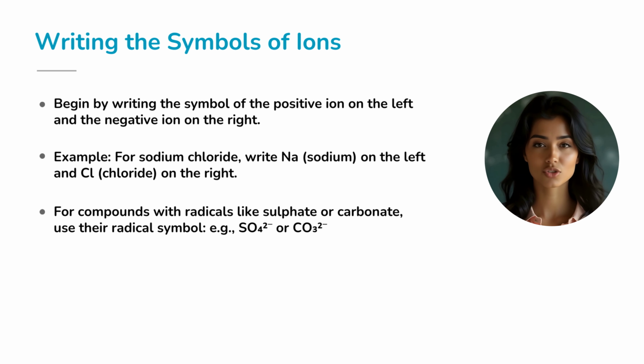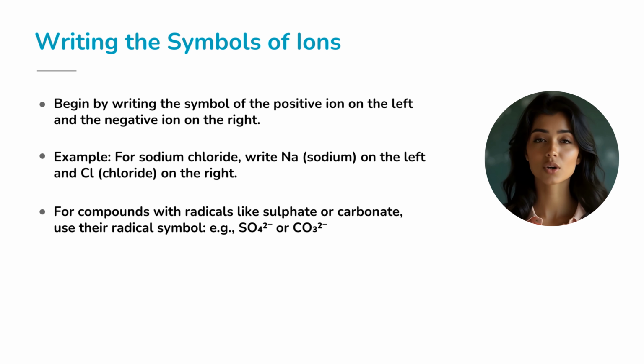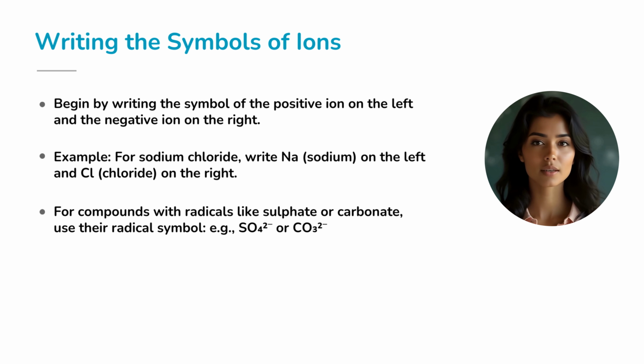The first step is to write the symbols of the ions or radicals involved. Always place the positive ion, also called a cation, on the left-hand side and the negative ion or anion on the right-hand side. For example, sodium and chlorine combine to form sodium chloride. Sodium is a metal and forms a positive ion, written as Na. Chlorine forms a negative ion, written as Cl. So the base format becomes Na on the left, Cl on the right.